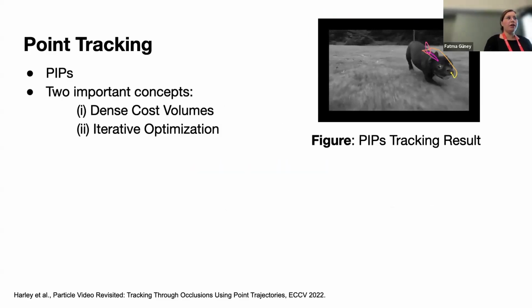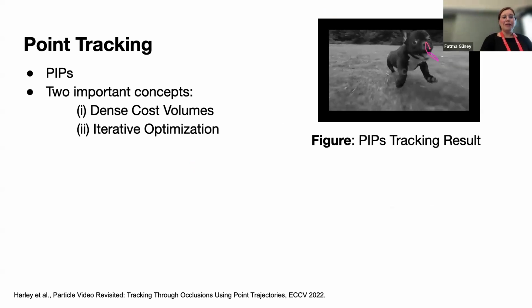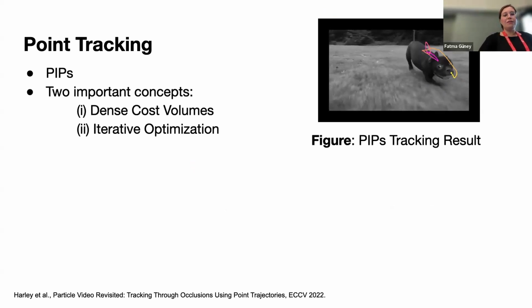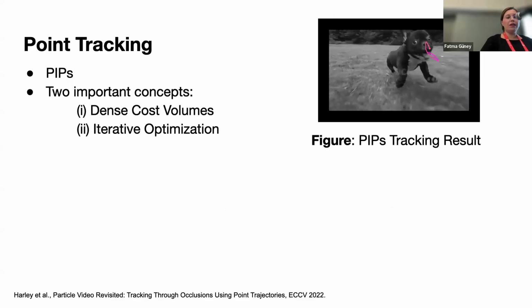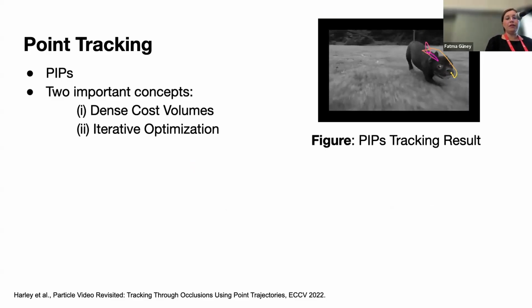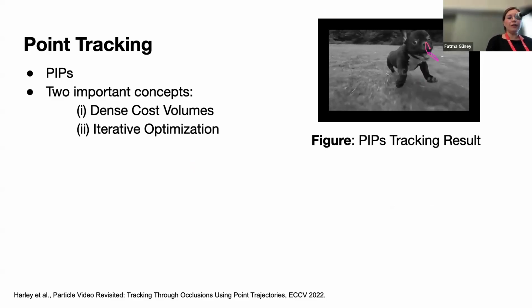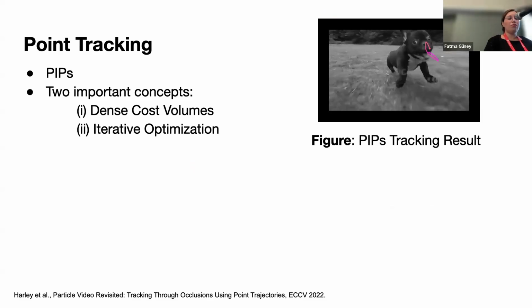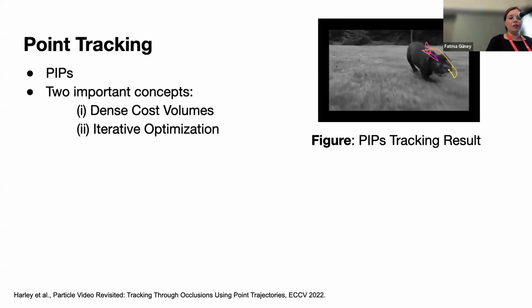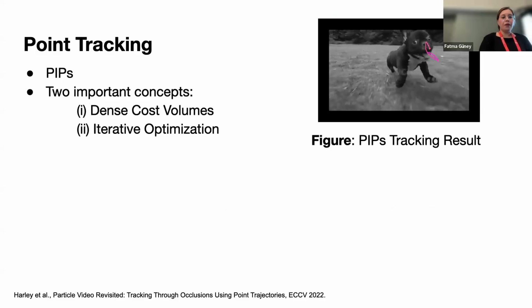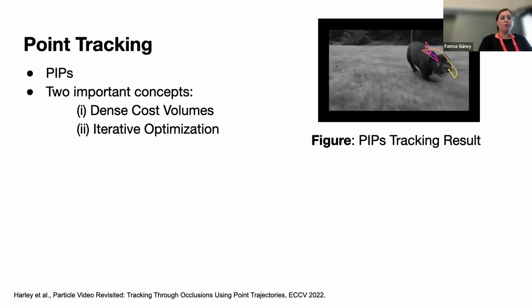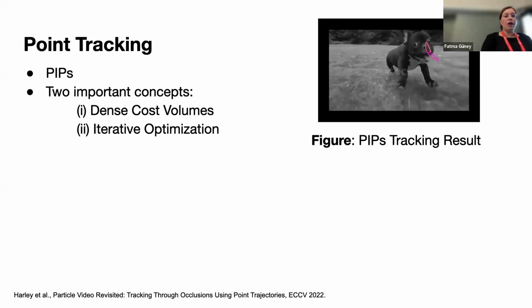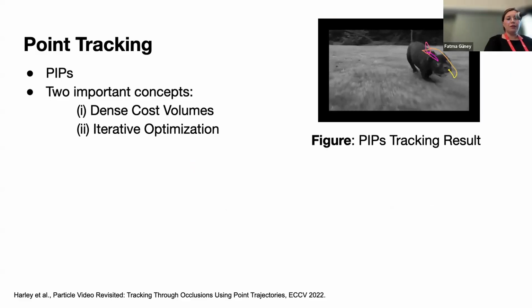So, I don't know if Adam is here, but Particle Video Revisited, or PIPS in short, is one of the earliest deep learning methods for point tracking. It introduced these two ideas, which are still used to this day by point tracking methods. One is the dense cost volumes, these visual similarity maps, and the second is iterative optimization.